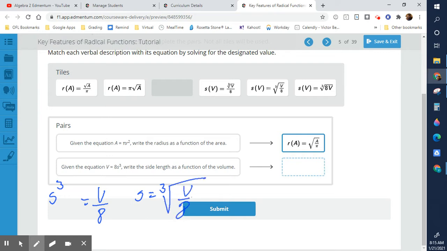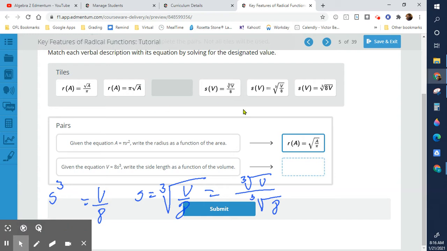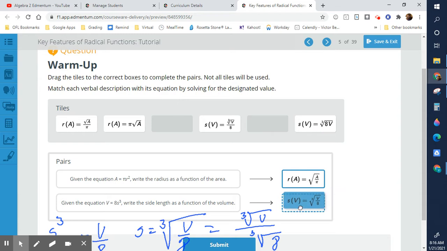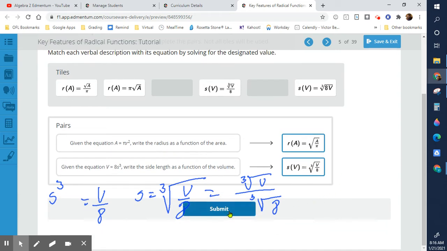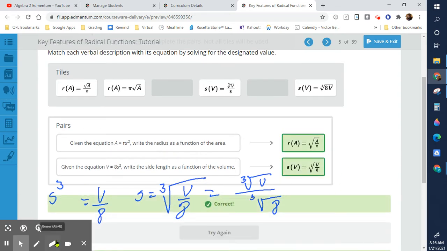So the cubic root's going to get rid of that, and it's going to leave a cubic root here, V over 8. Now, the interesting thing about this, we're not going to get into it now, but you can separate this to do the cubic root of v over the cubic root of 8. And the reason why we would do this for this one and not the pi is because 8 has a cubic root. It's actually 2. But we will get into that later, so I'm just going to move this here for right now. And those are our answers.